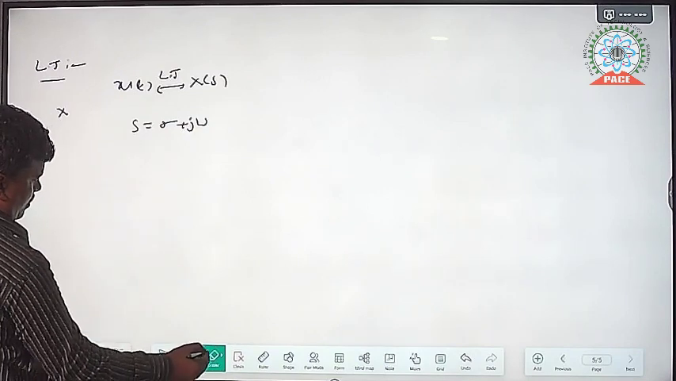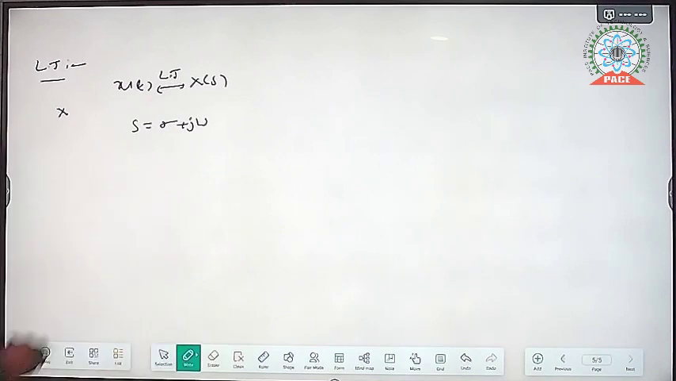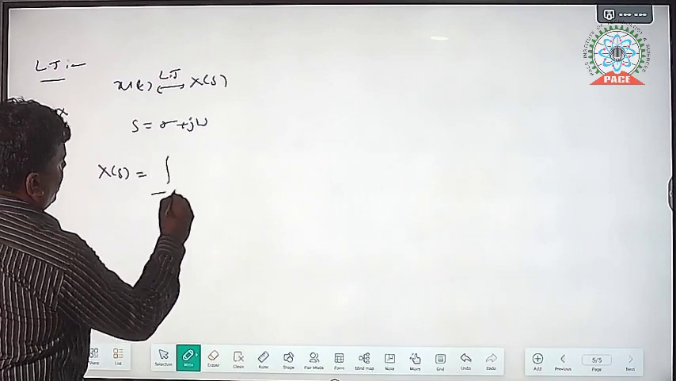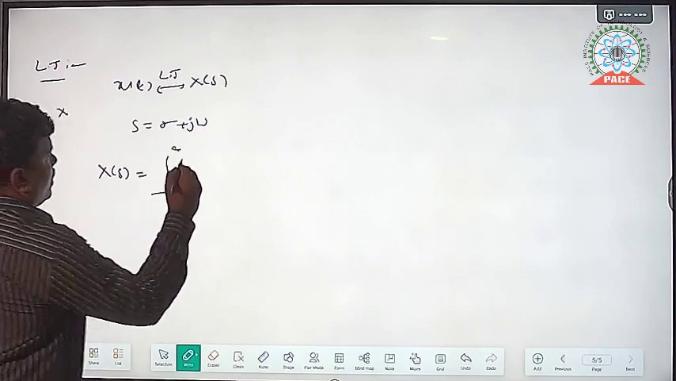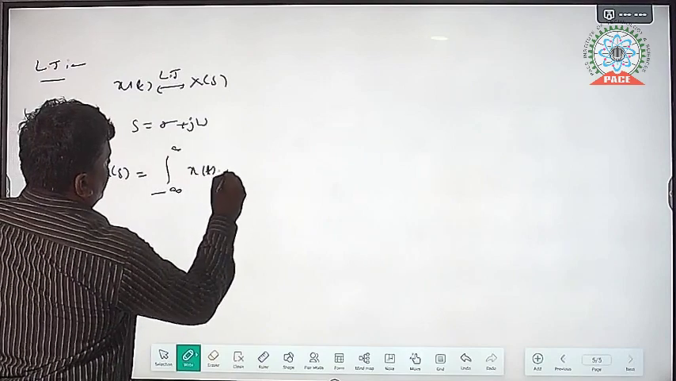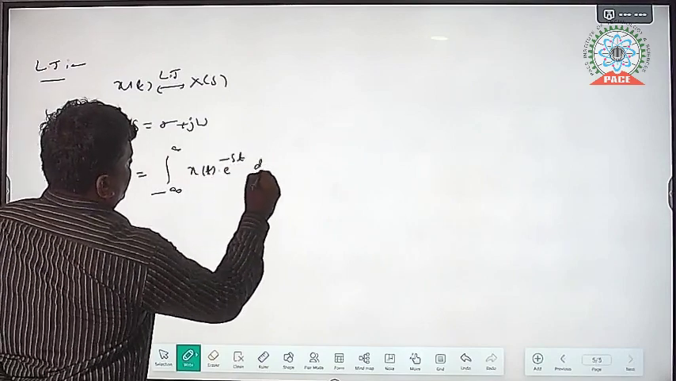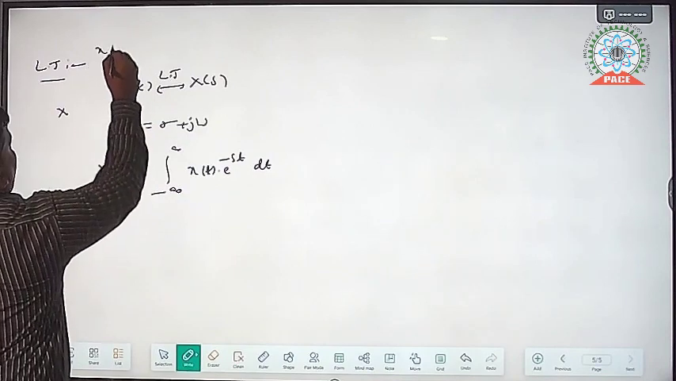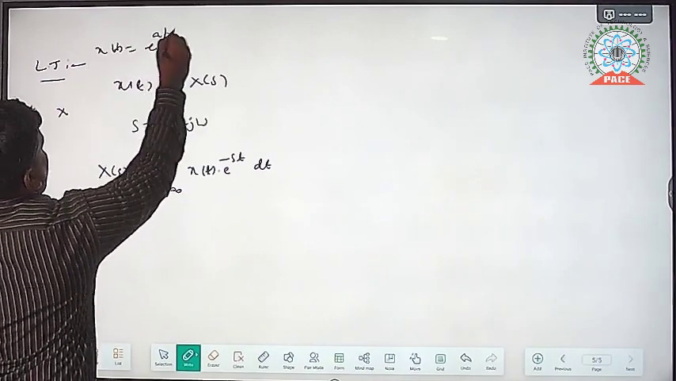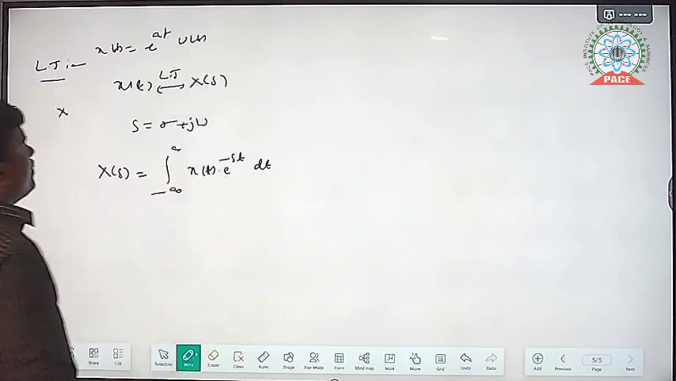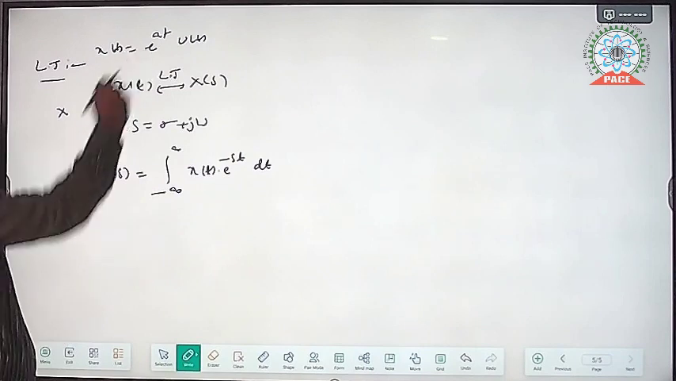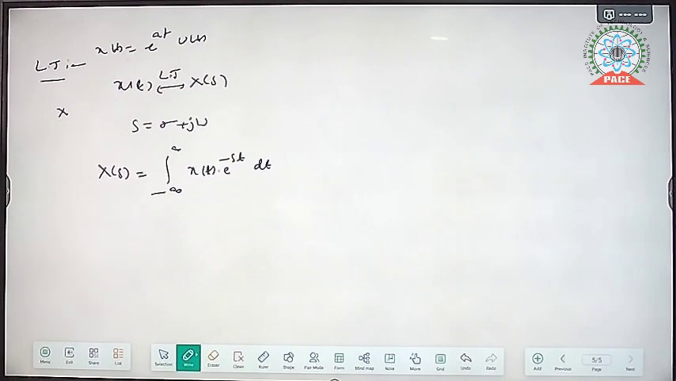X of s means the Laplace transform. X of s equal to the integration from minus infinity to infinity of x of t into e power minus st dt. This is the Laplace transform of the signal. So how is it possible for this type of signal, e power at u of t, which is unstable and unbounded? Unstable signals cannot have a Fourier transform, but the Laplace transform exists.